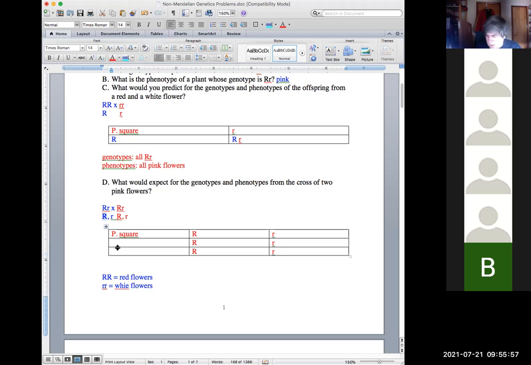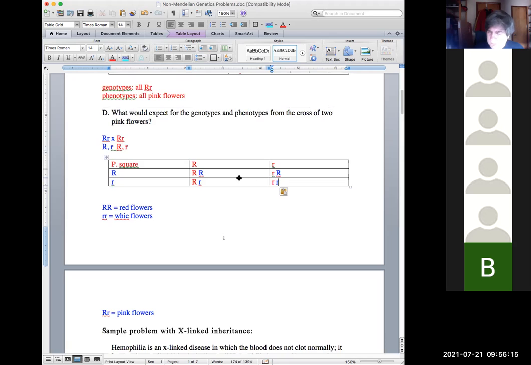Now, the father can make two types of pollen. So we're going to put each type of pollen as the kind of header for one row. And then we're going to carry that across to everything else in the same row. So if we look at this, for the genotypes, notice we have a total of 4 cells in our Punnett square.